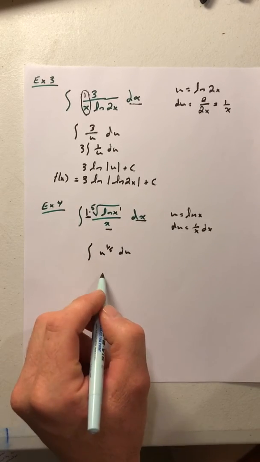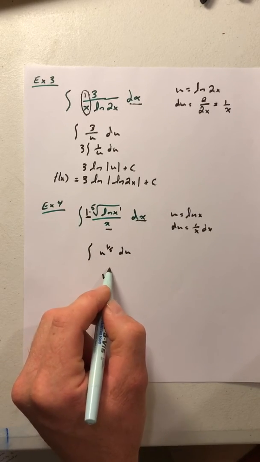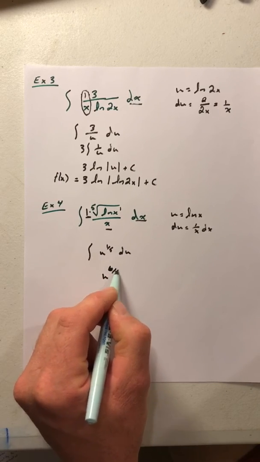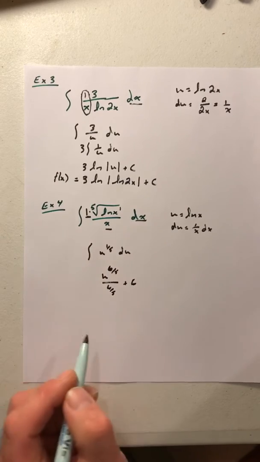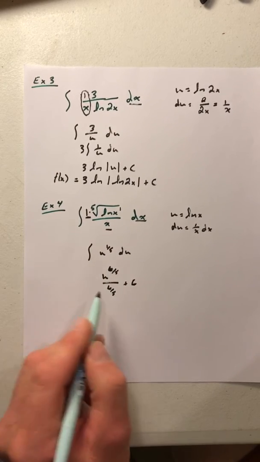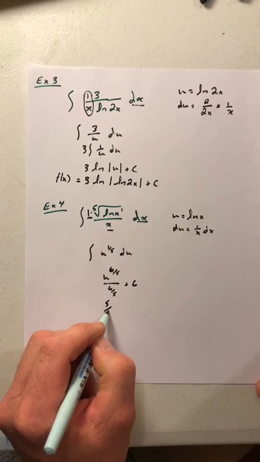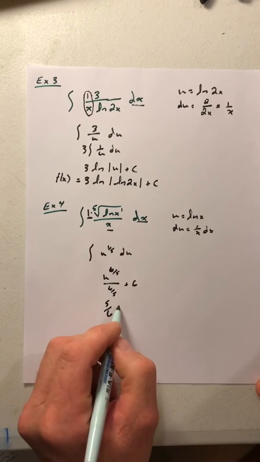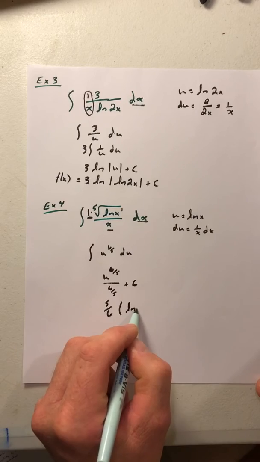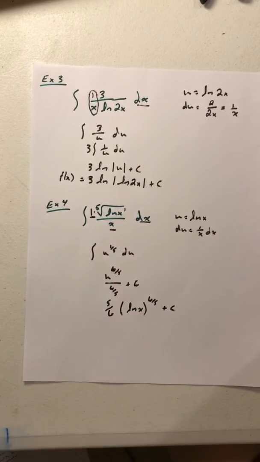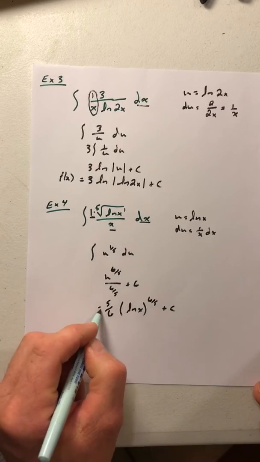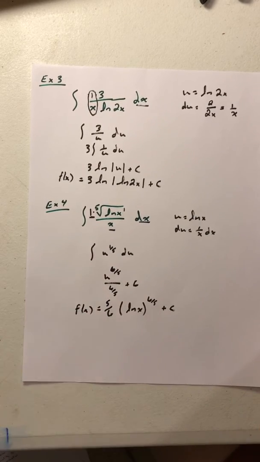We can go ahead and integrate u to the 1/5. U to the 6/5 over 6/5 plus c. Take that 6/5, multiply by the reciprocal, we end up with a 5/6 u. I can go ahead and replace that u with the natural log of x to the 6/5 plus c. And that's going to give us our original function f of x and end our examples on natural logs of x integration. So enjoy integrating.